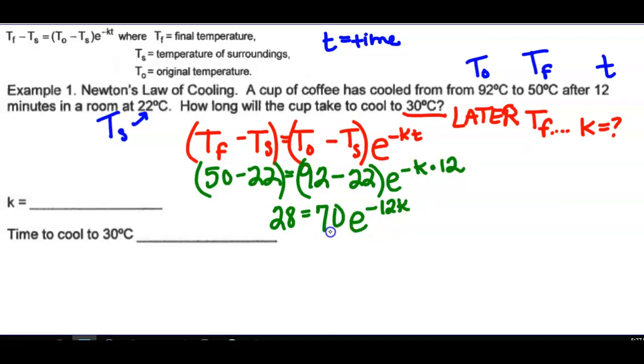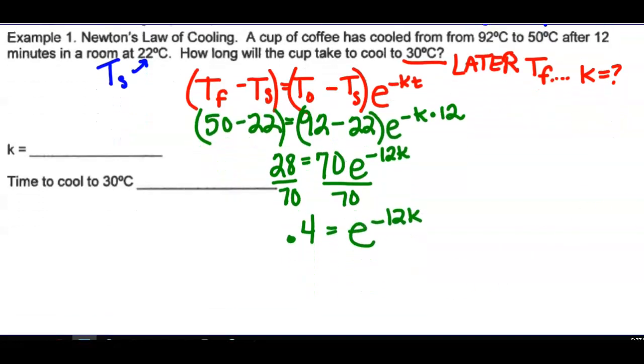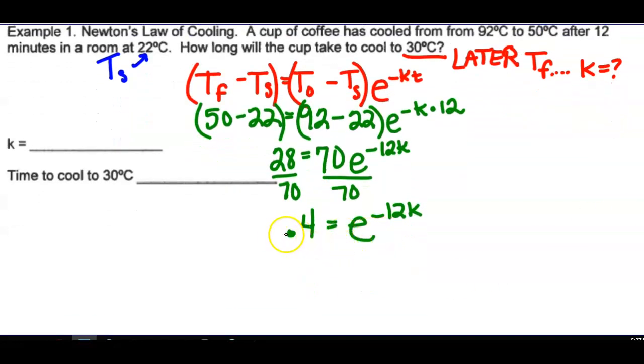The next thing we have to do is isolate, so we're going to divide both sides by 70. And I'm going to go ahead and change that to a decimal. Let's see, 28 divided by 70 is 0.4. I thought so, but I thought I should not make a mistake. All right, now we're really left with a pretty easy question. We just need to take the natural log of both sides.